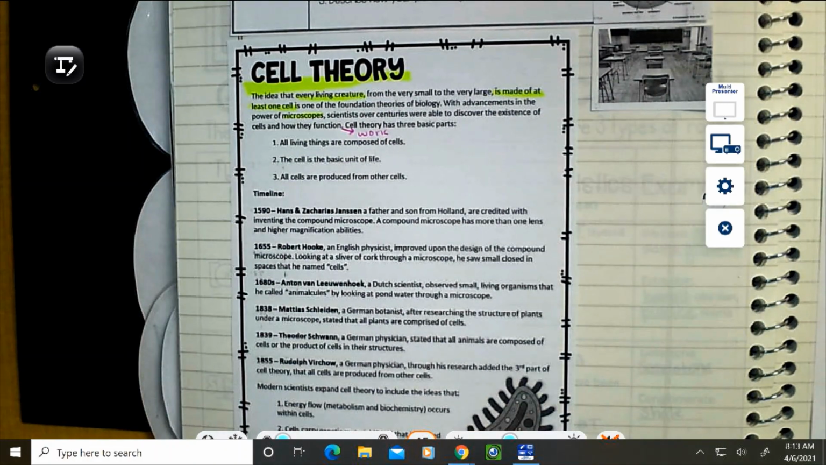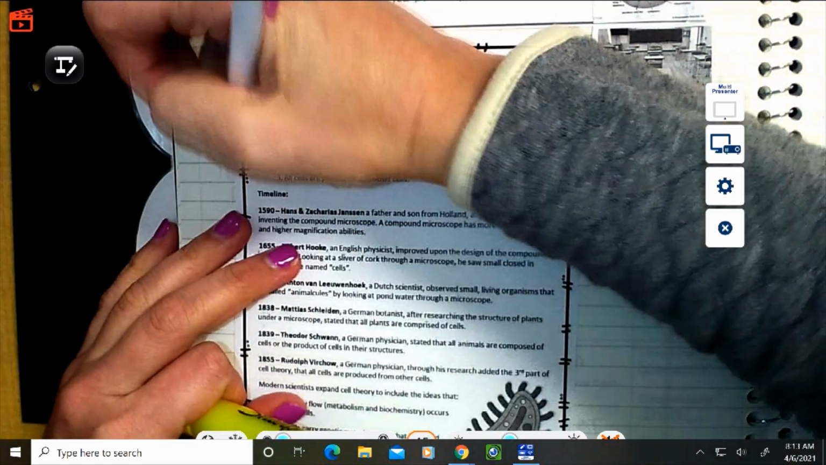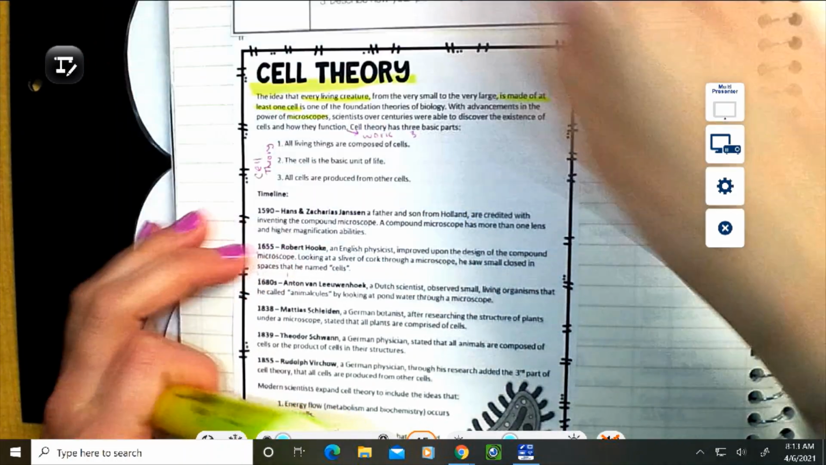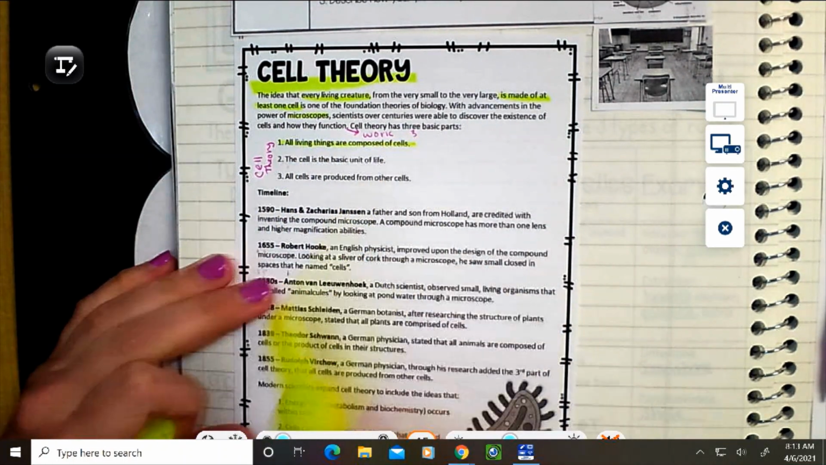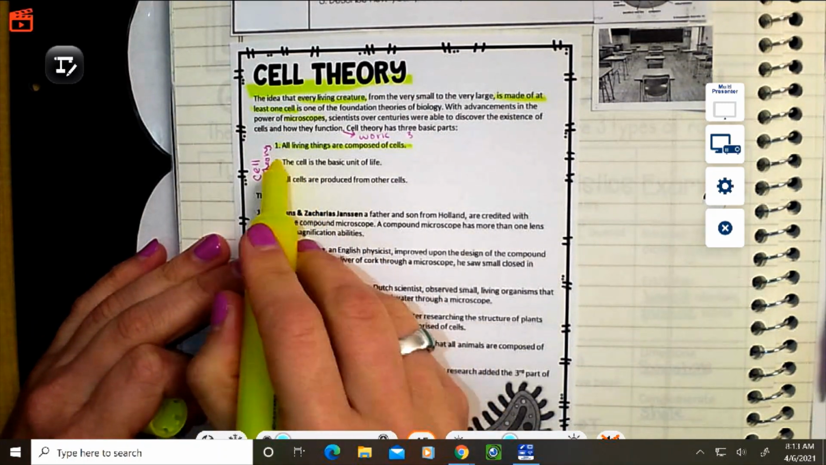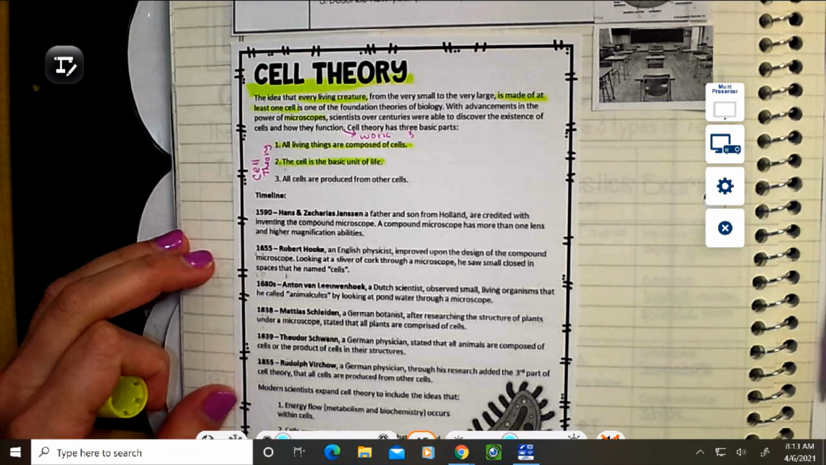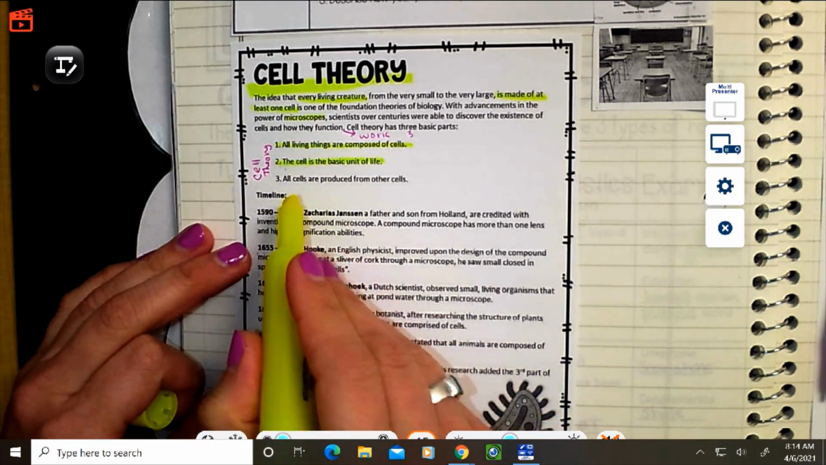Cell theory has 3 basic parts. So this is the cell theory. Number 1, all living things are composed of cells. So if it's living or was once living, it's composed of cells. Number 2, the cell is the basic unit of life. So in order to have life, you have to have a cell, and that's what they're made of.